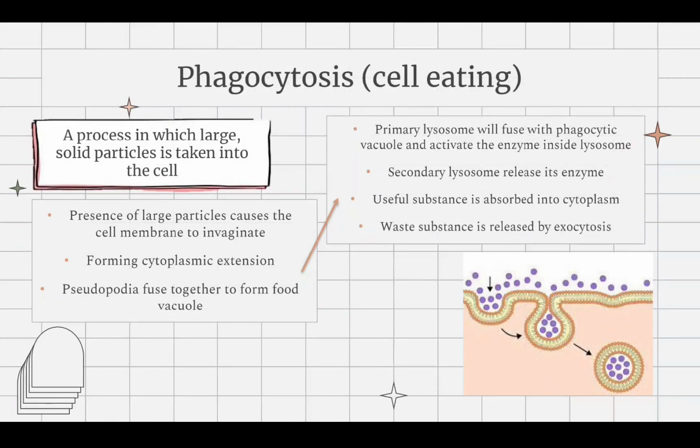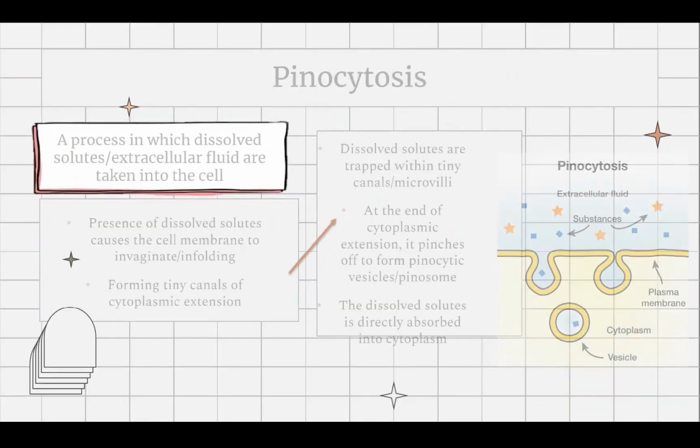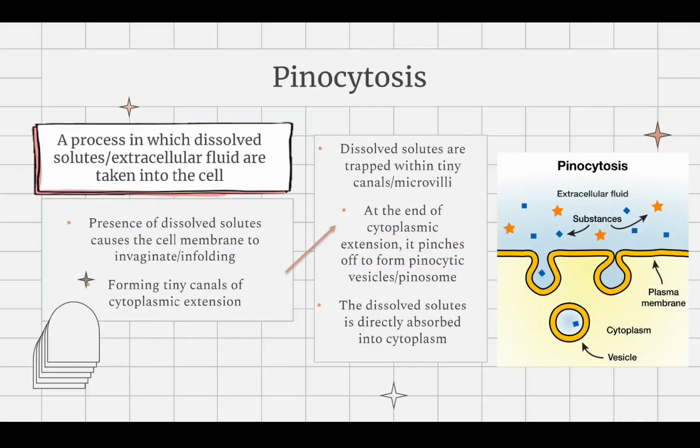Phagocytosis, or known as cell eating, is a process in which large solid particles are taken into the cell. Next, pinocytosis, or known as cell drinking, a process in which dissolved solutes or extracellular fluids are taken into the cell.